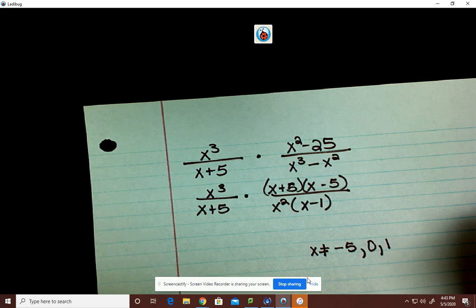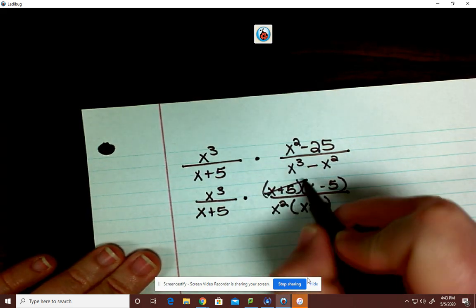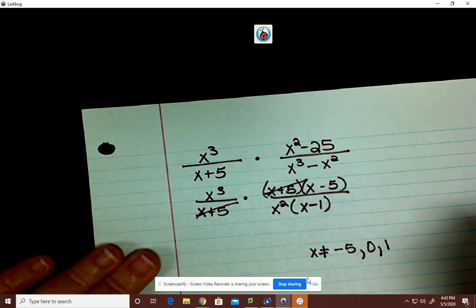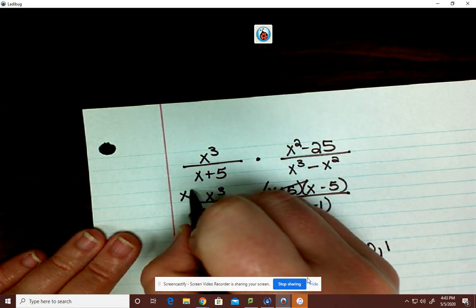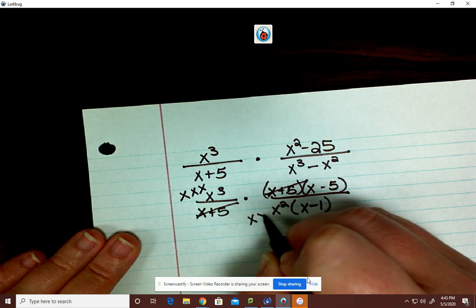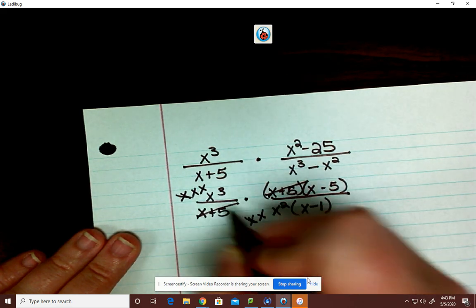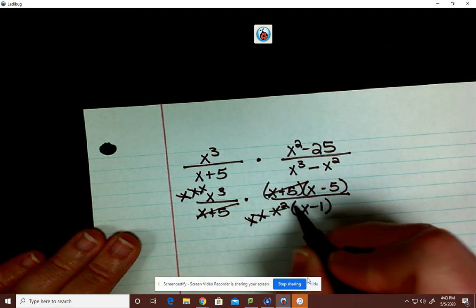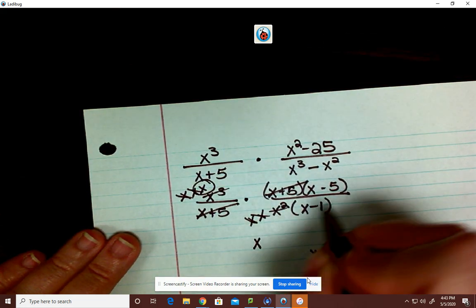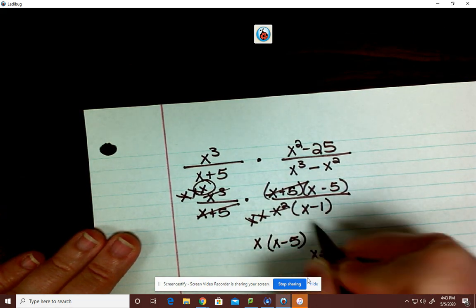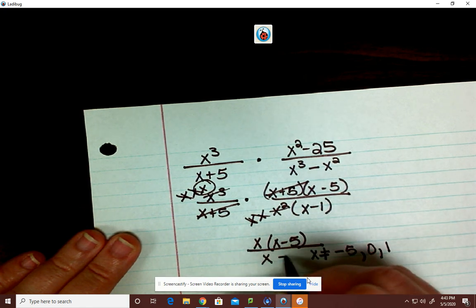Then I look for things that I can simplify. I can simplify this pair of x plus 5's. But then I've got these x's over here, and this is really 3 x's, and this is 2. So I can mark out 2 of those x's. That leaves me with 1 x in the numerator, still an x minus 5, and then in the denominator, an x minus 1.